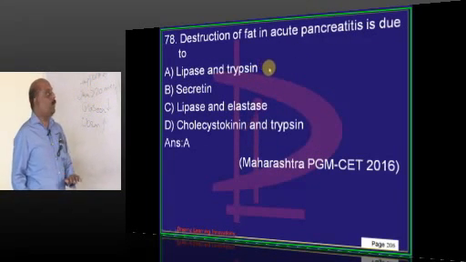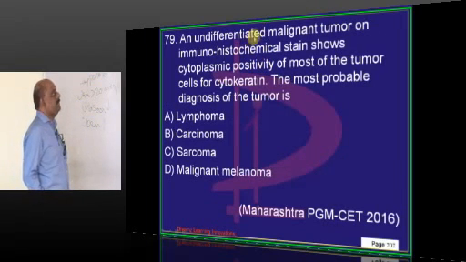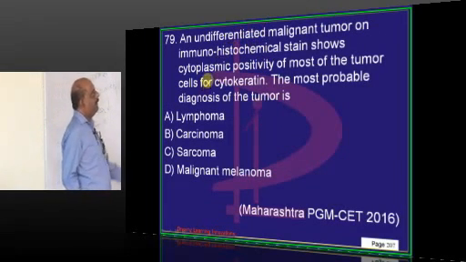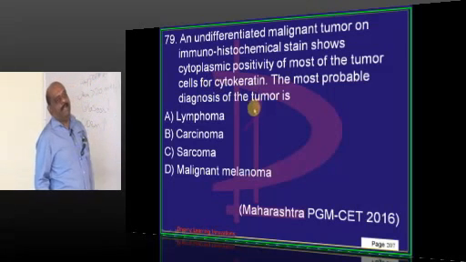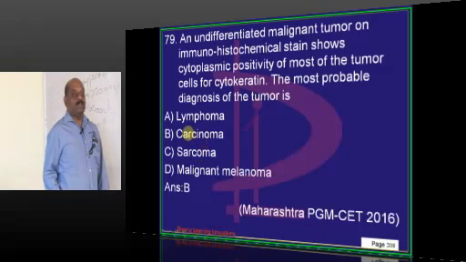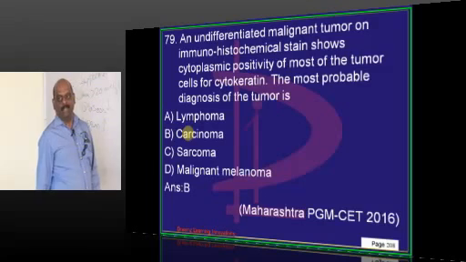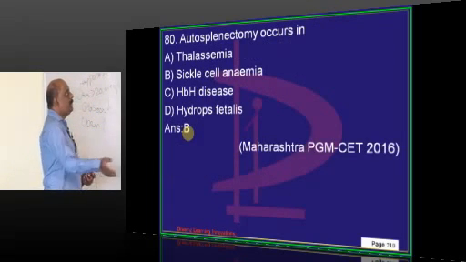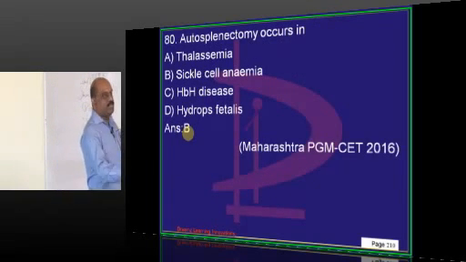Destruction of fat in acute pancreatitis is basically caused by lipase and trypsin. That is a mechanism in pancreatitis. Cytokeratin positivity is a feature of carcinoma. Once more, the various tumor markers is a favorite topic in pathology. Autosplenectomy, where does it occur? Sickle cell anemia.